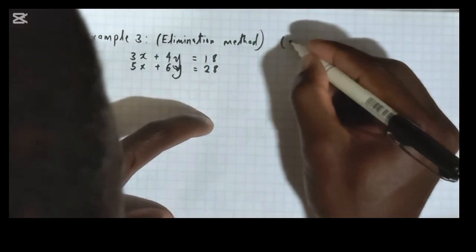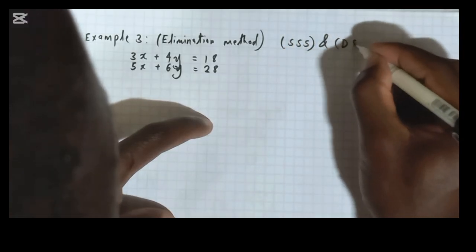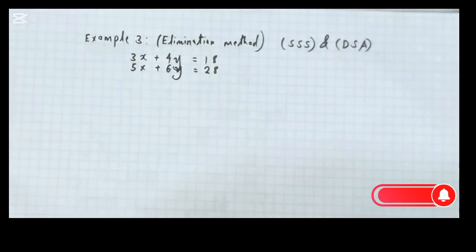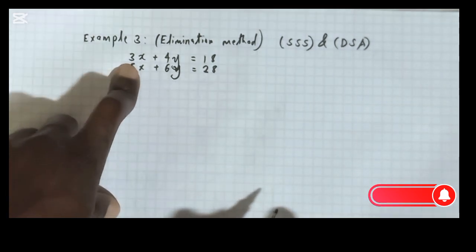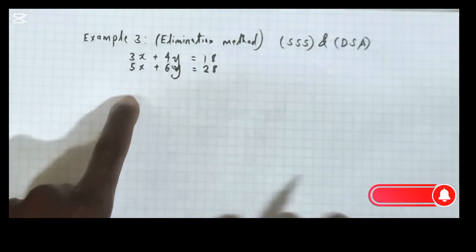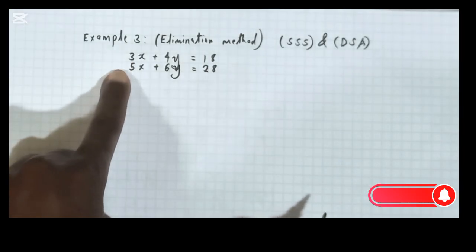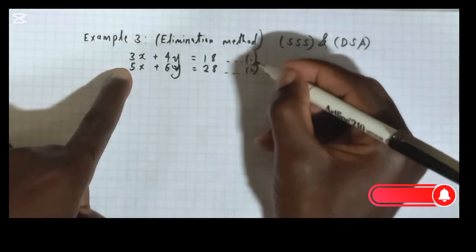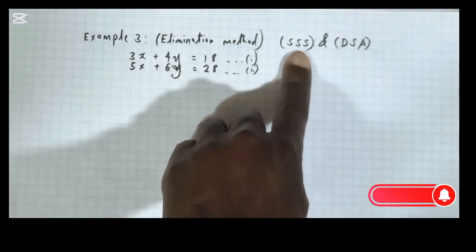The golden rule of the elimination method: same sign, subtract, and different signs add. All right, same sign, subtract, and different signs always add. So in this particular case, I want us to start by eliminating for x, the variable x. Note that the variable x has a positive coefficient in equation 1, and a positive coefficient that is 5 in equation 2. So we are going to subtract them, same sign, subtract.